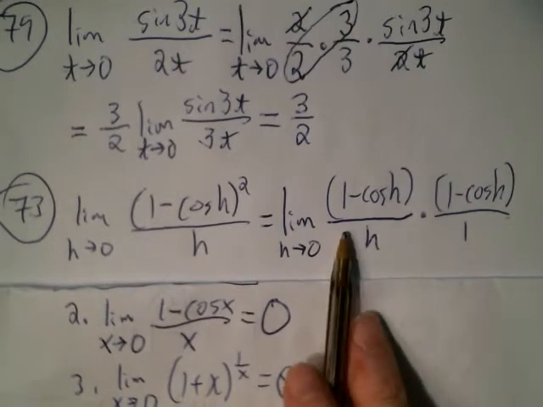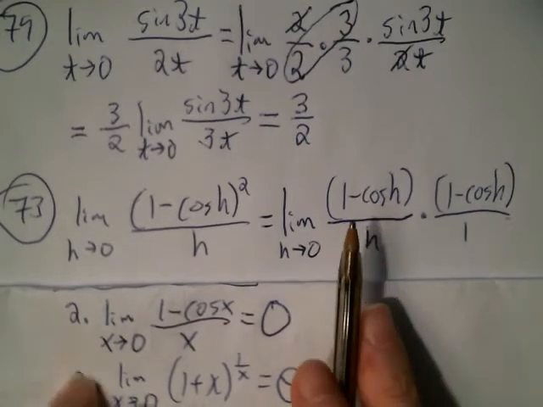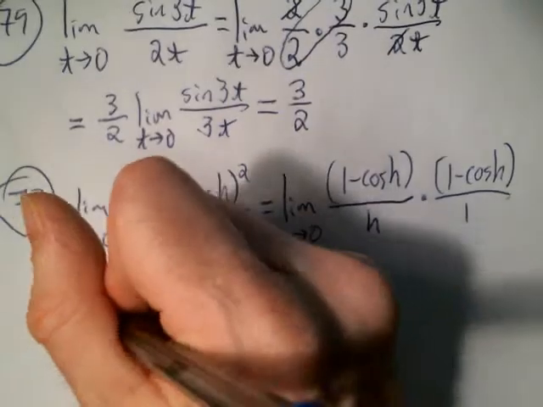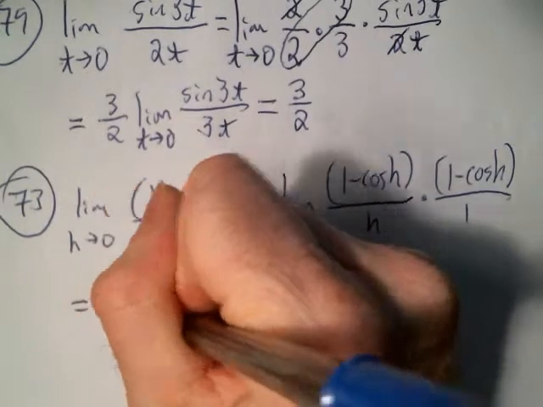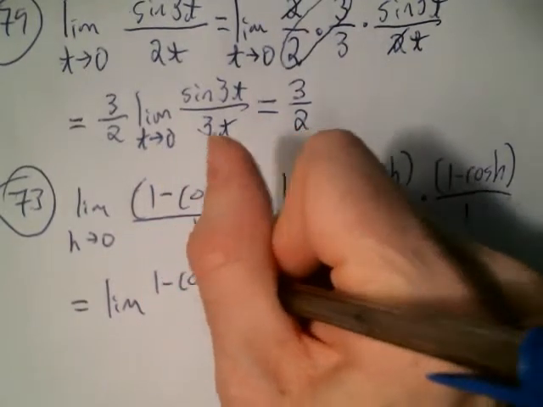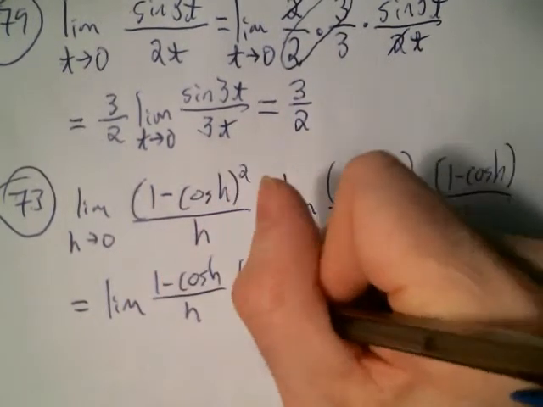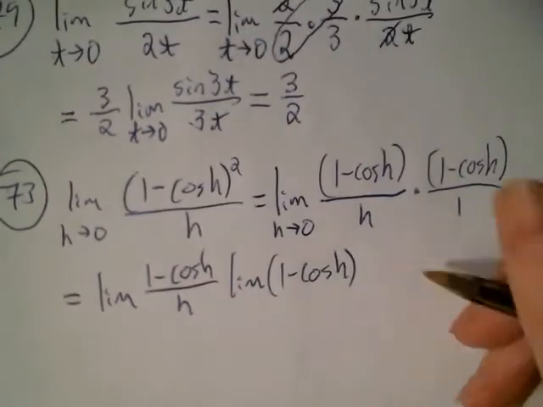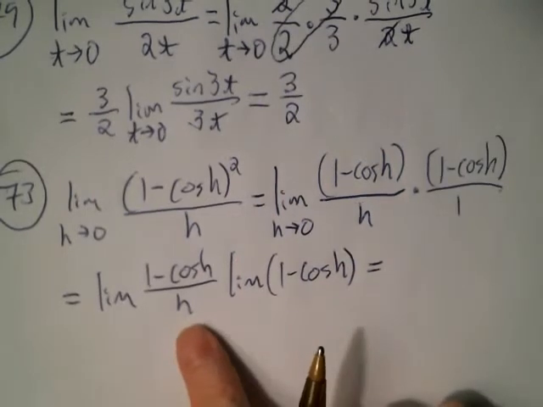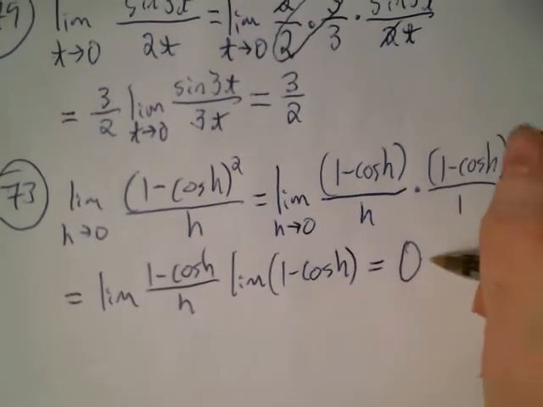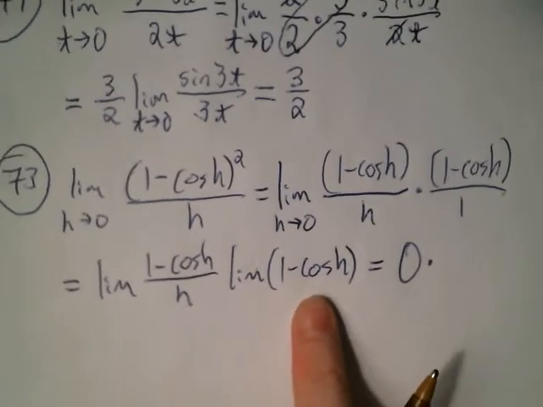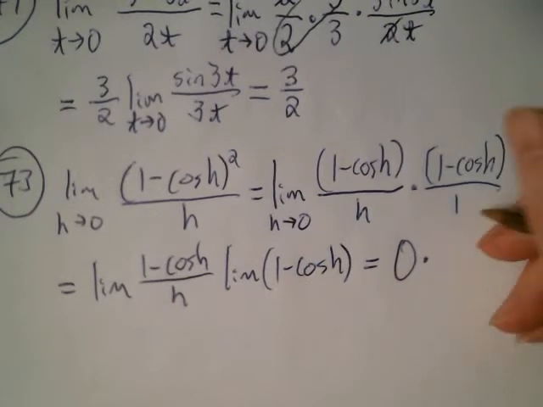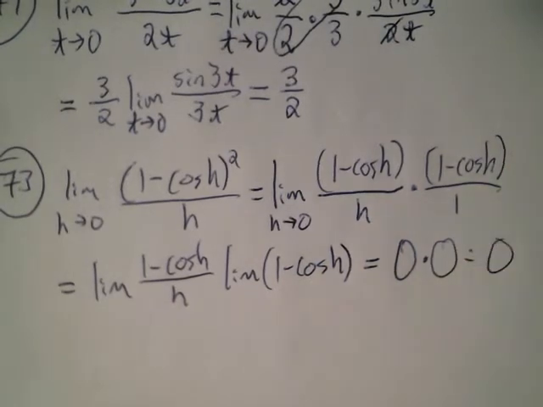So if you know this and you know this, then you could take the limit of this times the limit of this, and you have your answer. So that'll equal the limit of (1 minus cosine h) over h times the limit of 1 minus cosine of h as h goes to 0. And of course, this guy is just 0, and this guy also turns into 0, right? Cosine of 0 is 1, 1 minus 1, yeah, okay. So 0 times 0 is 0.